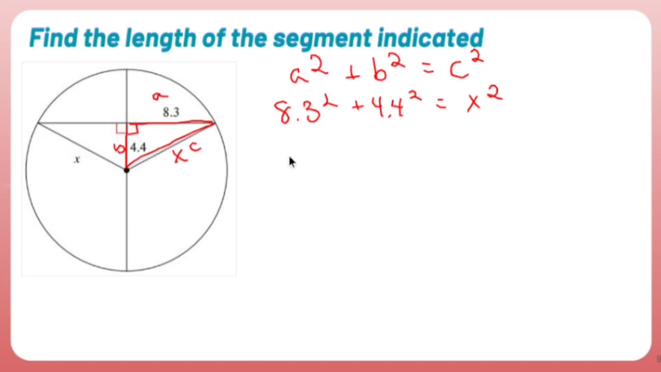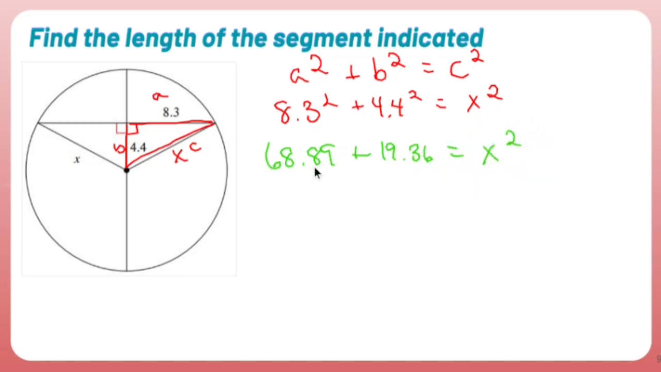is 68.89, according to my calculator. 4.4 squared, 19.36. My calculator, I'm using Siri, my calculator thought I just did 4 squared, which is a fun game.